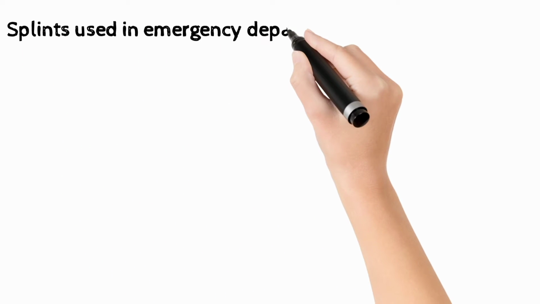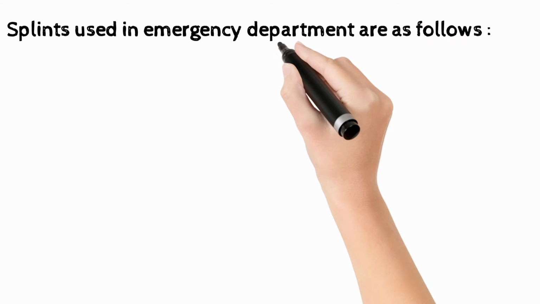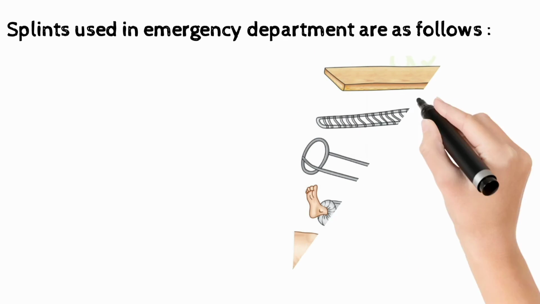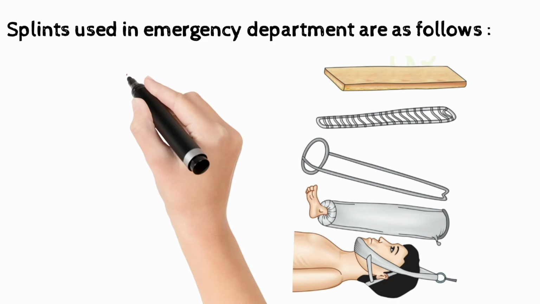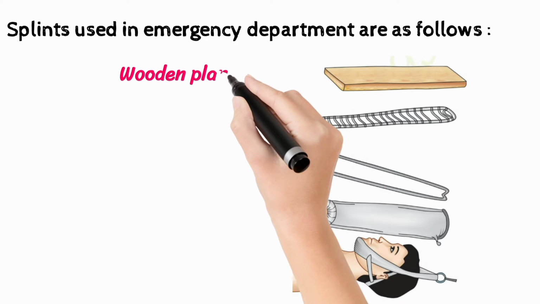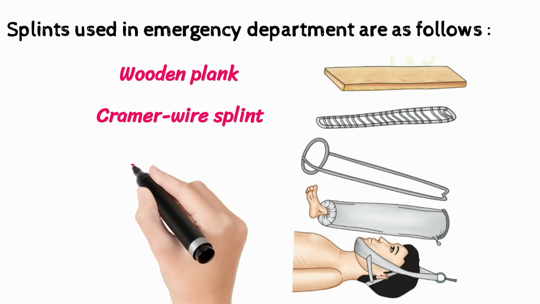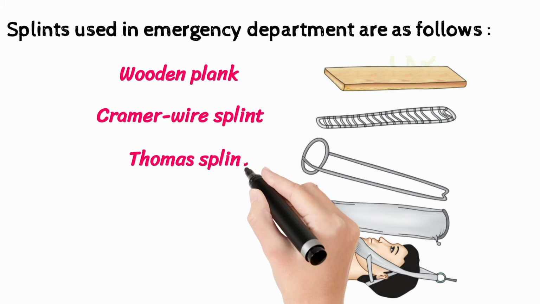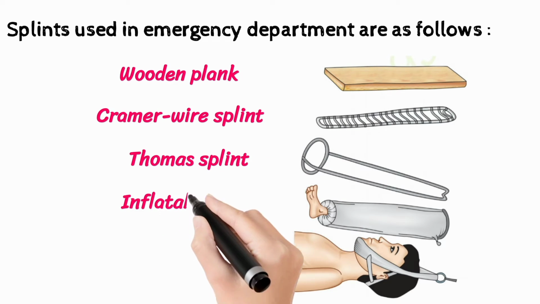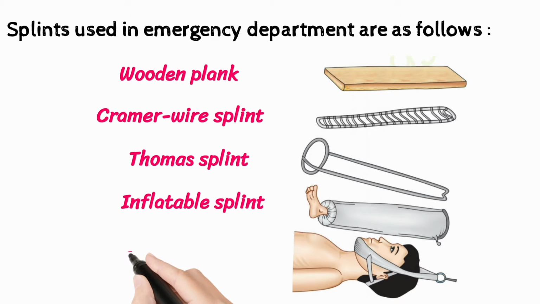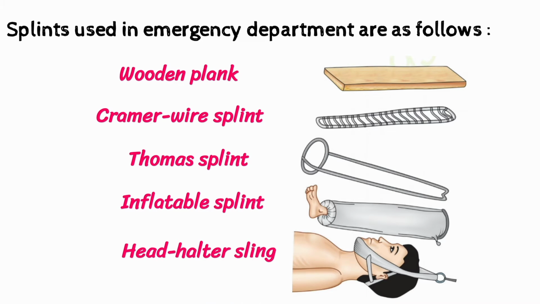Splints used in the emergency department are as follows. Wooden plank. Kramer wire splint. Thomas splint. Inflatable splint. Head halter sling.